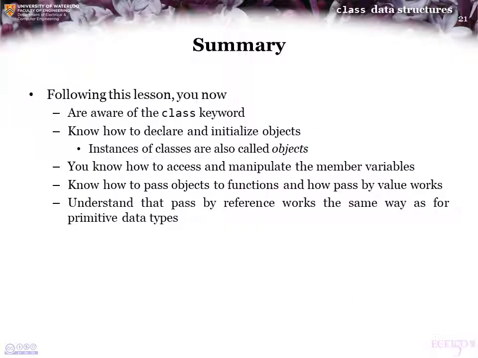Now, following this topic, you now are aware of the class keyword and how a class can be used to aggregate related data. You also know how to declare and initialize objects or instances of classes, as instances of classes are also known as objects. You know how to access and manipulate the member variables of objects. You know how to pass objects to functions and how pass by value works. You also understand that passing by reference is probably much more appropriate for objects, and that it works the same way for objects as it does for primitive data types.